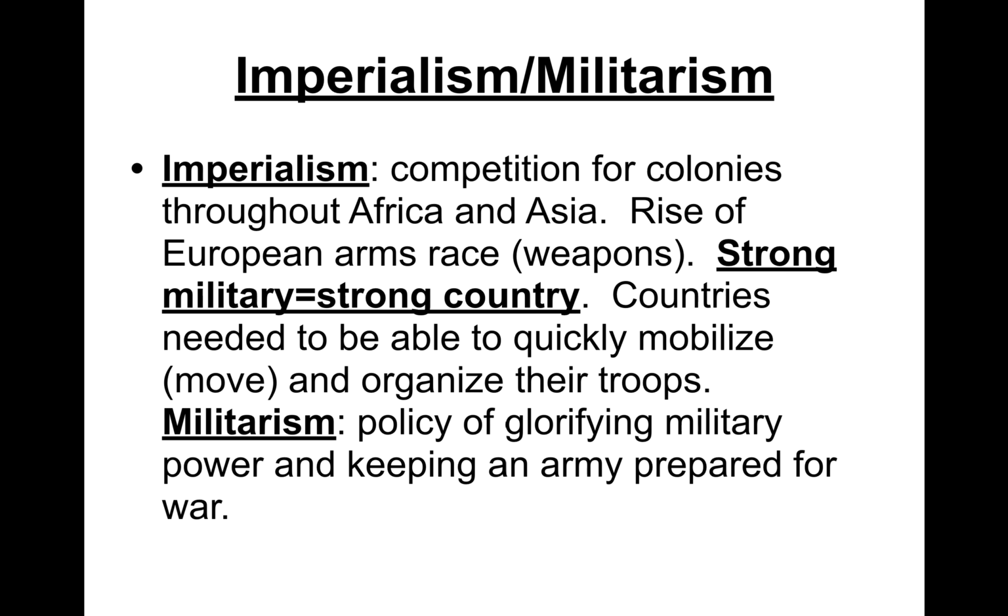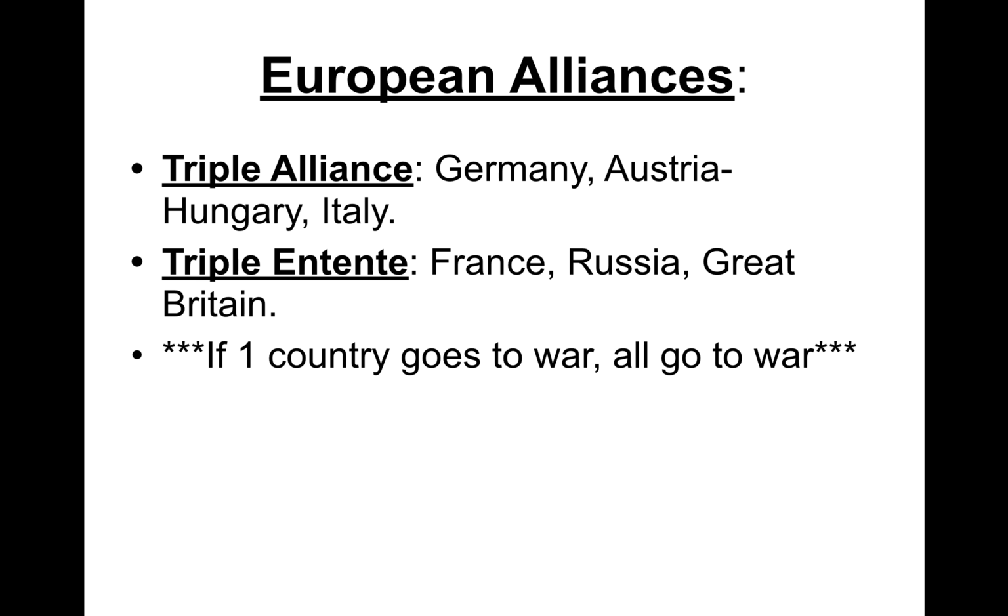All of these causes intertwine and they mix with each other. And that is going to finally lead us to our last major cause of why World War I will eventually break out. And that is because of major, major European alliances. And I have already mentioned two. We have the Triple Alliance, and Germany, Austria-Hungary, and Italy all belong to the Triple Alliance. And then we have the Triple Entente, which is made up of France, Russia, and Great Britain.